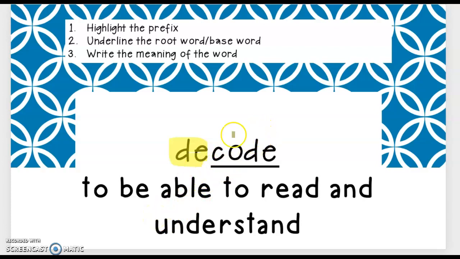So a code, as you might know, is something kind of written in a way that's difficult to understand. Sometimes spies use code words or codes to be secretive. So decode is be able to read and understand because it is the opposite of code.